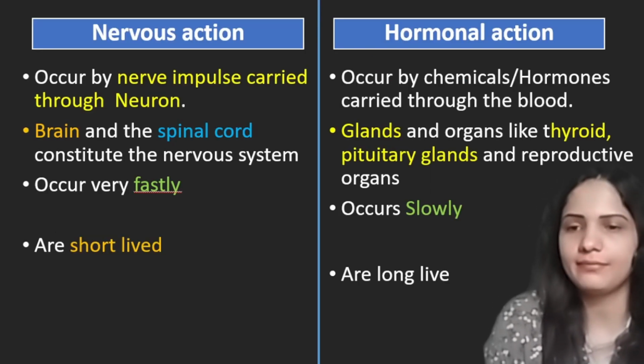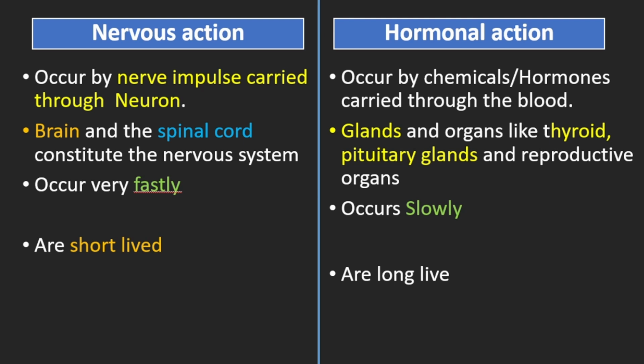Next we have the differences between nervous action and hormonal action. We have read about nervous action in part 1, and hormonal action we have discussed today. So you should be able to differentiate between nervous action and hormonal action. To differentiate between them, we have a first point.